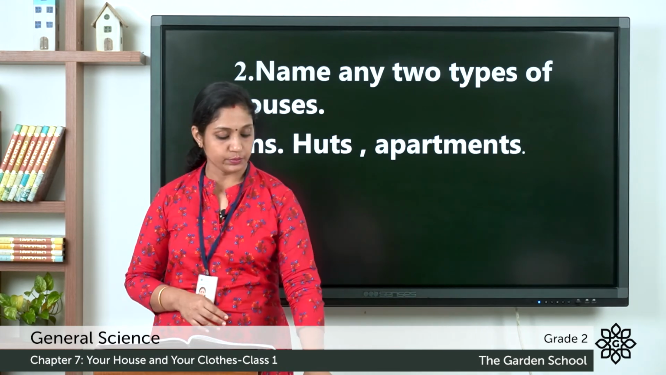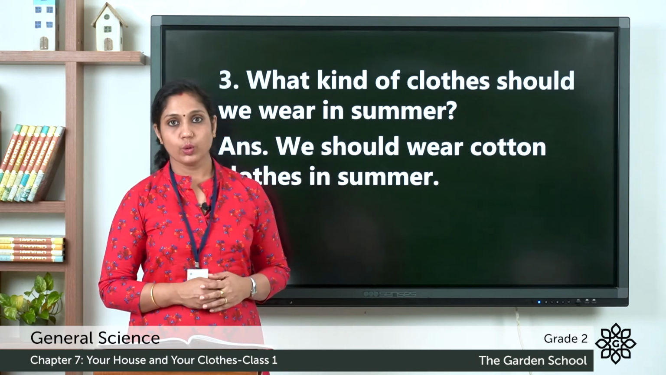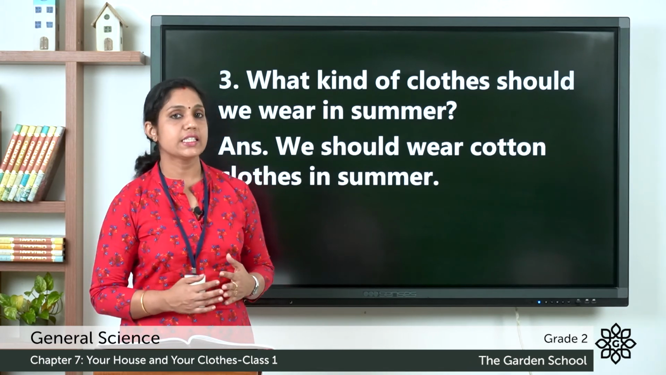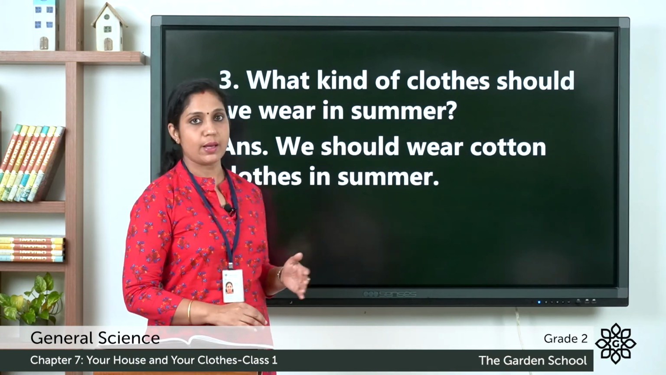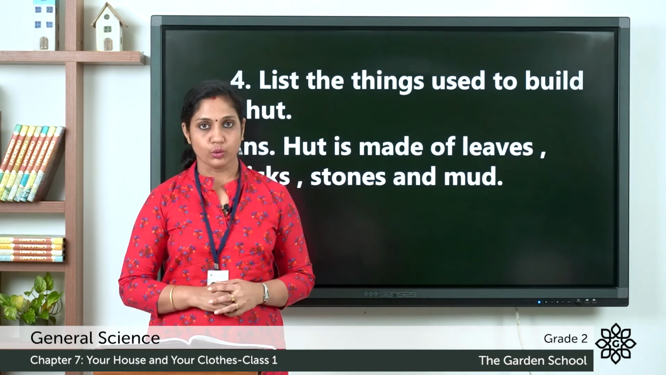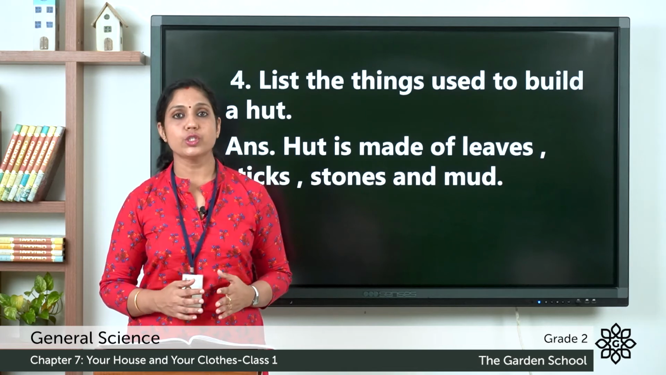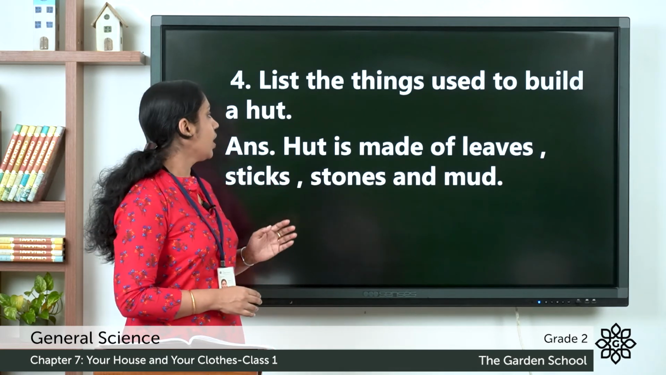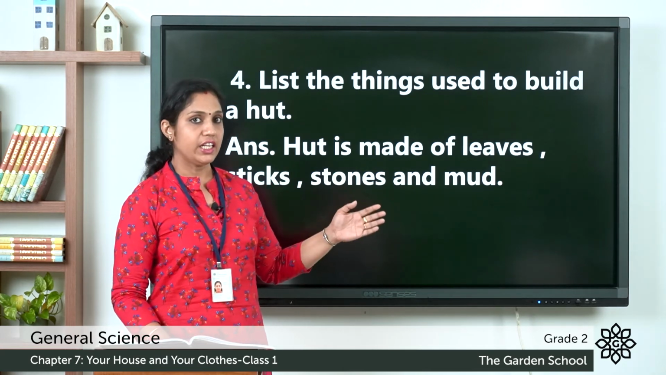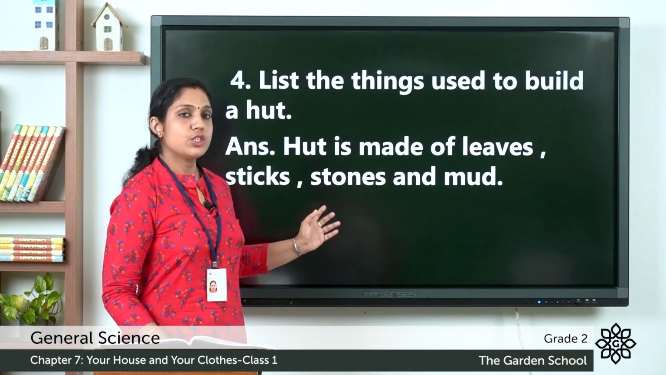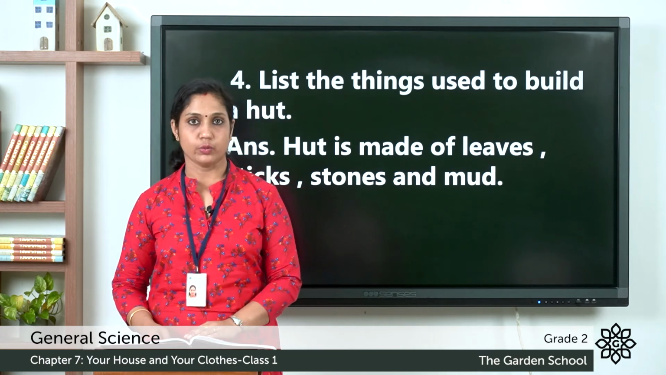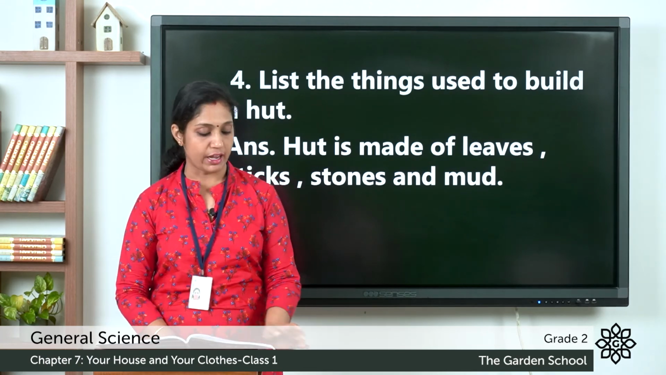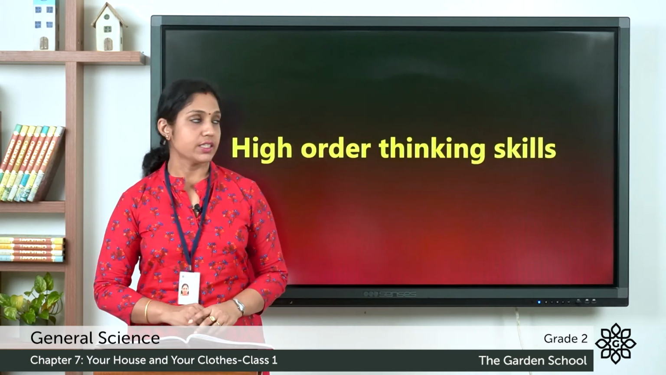Third question, what kind of clothes we wear in summer? We should wear cotton clothes in summer. Fourth one, list the things used to build a hut. Hut is made of leaves, sticks, stones and mud. With this, we finish the questions. Next, we have high order thinking skills.